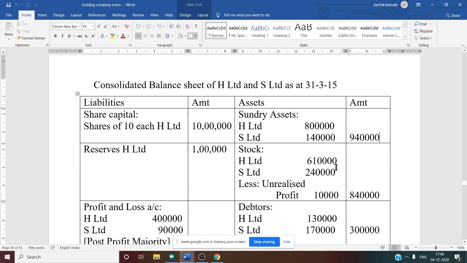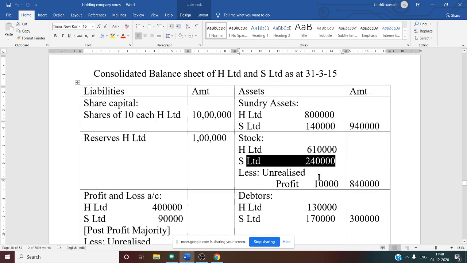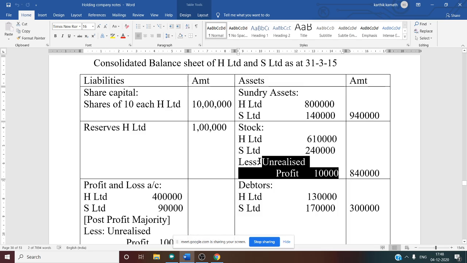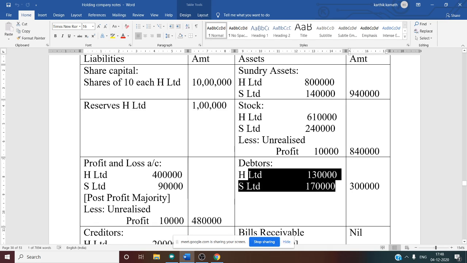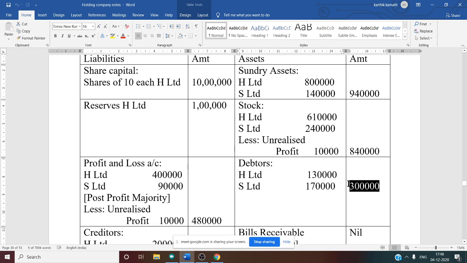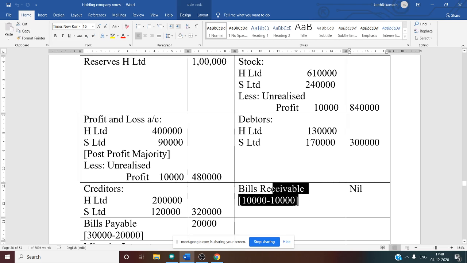Now, stock information. Similarly, stock of holding given in the balance sheet is 6,10,000, subsidiary given 2,40,000. From that, you have to deduct unrealized profit, working note number 9, 10,000. So now total stock remaining is 8,40,000. Debtor: holding company debtor is 1,30,000, subsidiary company debtor is 1,70,000. No other adjustment in this problem, so directly total debtor is 3,00,000. Bills receivable is nil, that we have already discussed: 10,000 minus 10,000 intercompany dealing, nil.